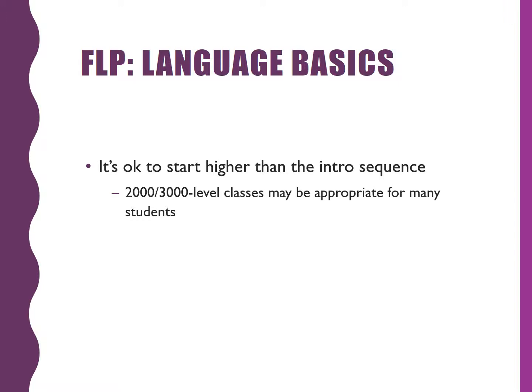Now, it's okay for students to start into a higher level part of the sequence than the 1000s. Some students are going to bring in credit for even higher than that. They're going to bring in credit for intermediate classes through incoming credit. And so it's okay for them to start maybe in a 2000 or 3000 level language course based on their placement, based on their background in the language.